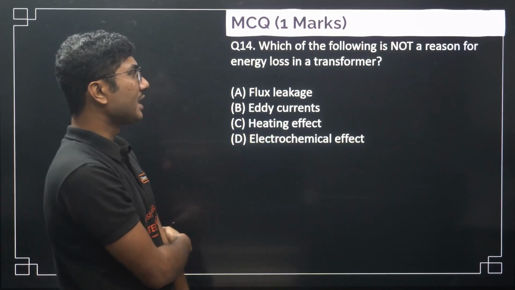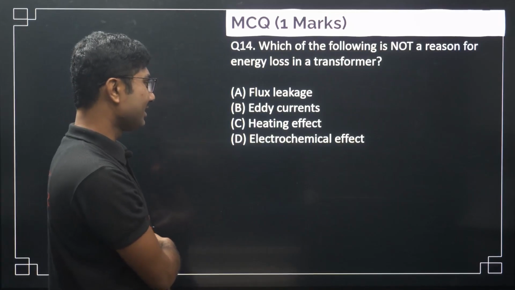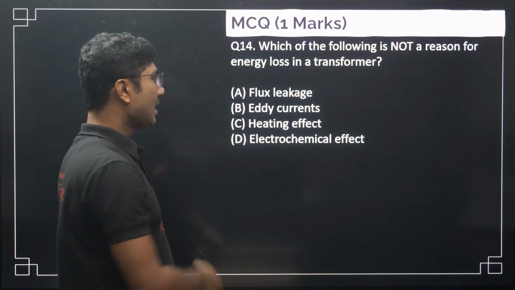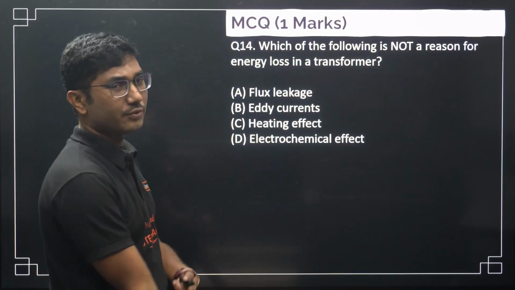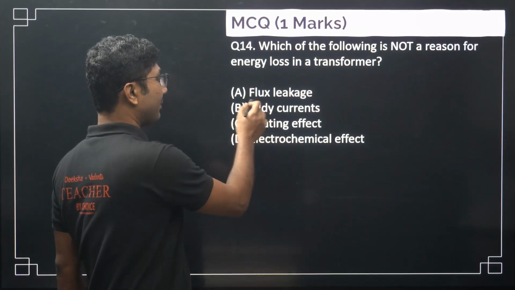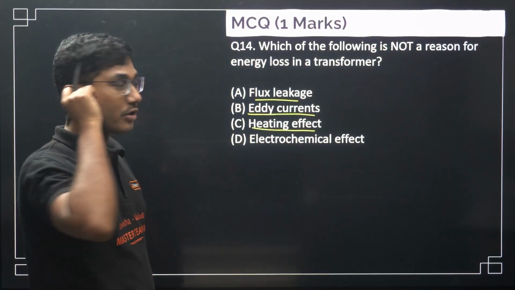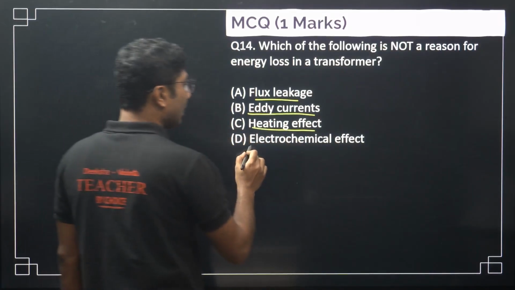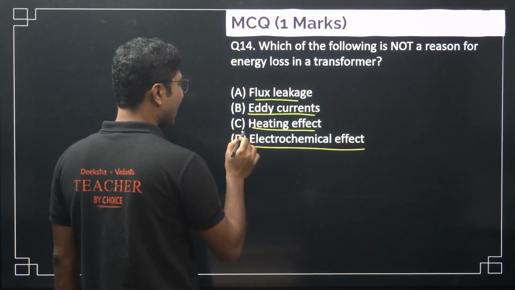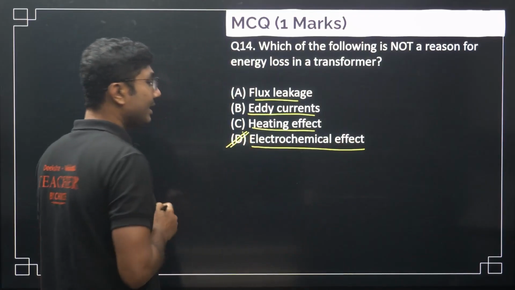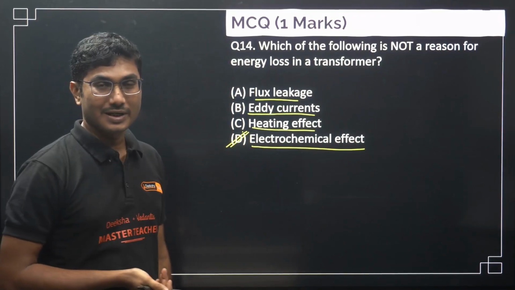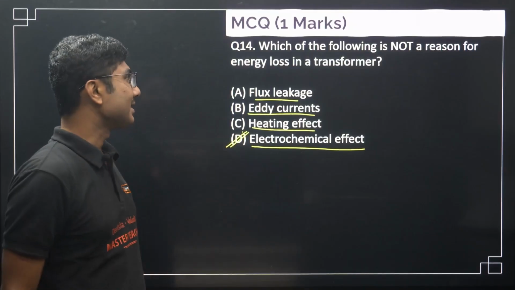Which of the following is not a reason for energy loss in a transformer? So in a transformer there are a few types of heat loss: flux leakage, eddy current, heating effect, they are all actual causes of heat loss. Electrochemical effect definitely has no relationship with heat loss in a transformer, so electrochemical effect is the wrong answer.